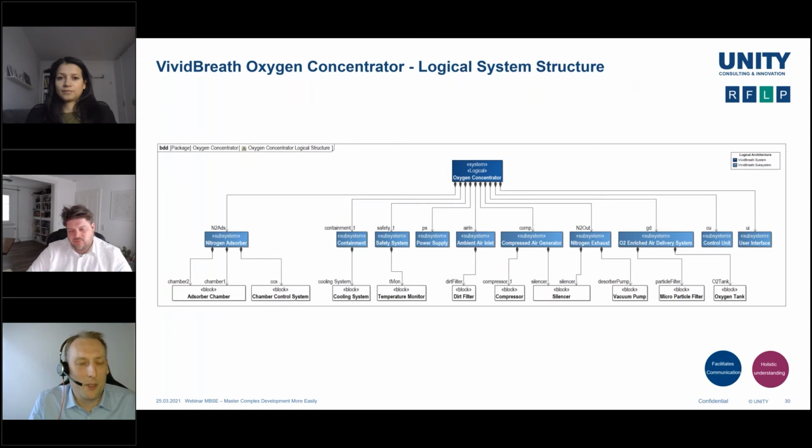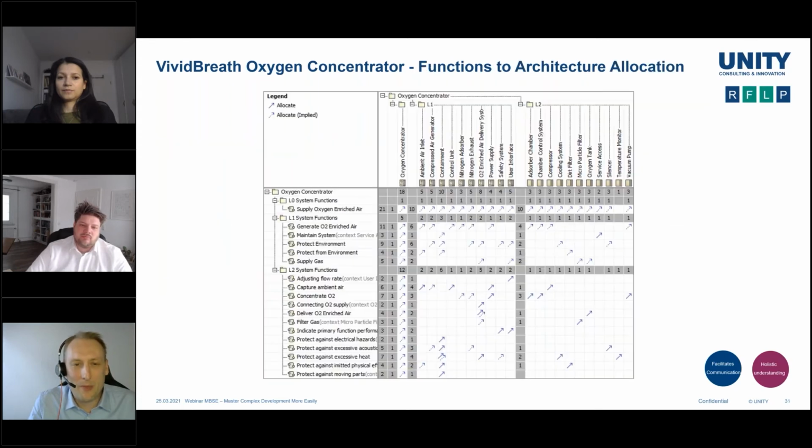What we of course also did is we created a logical system structure. We identified the systems that we really need here. And if you go to the next slide, we of course did also allocate all the functions that we have identified in the functional architecture to the different system elements from the logical architecture.